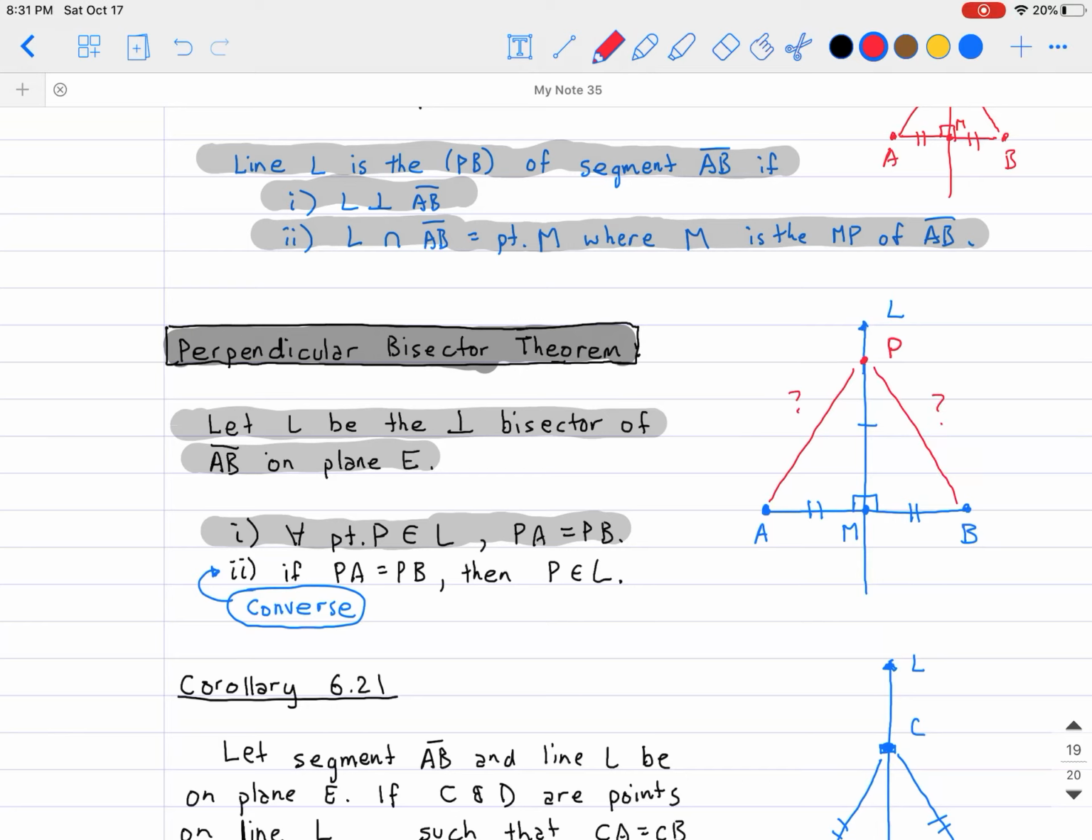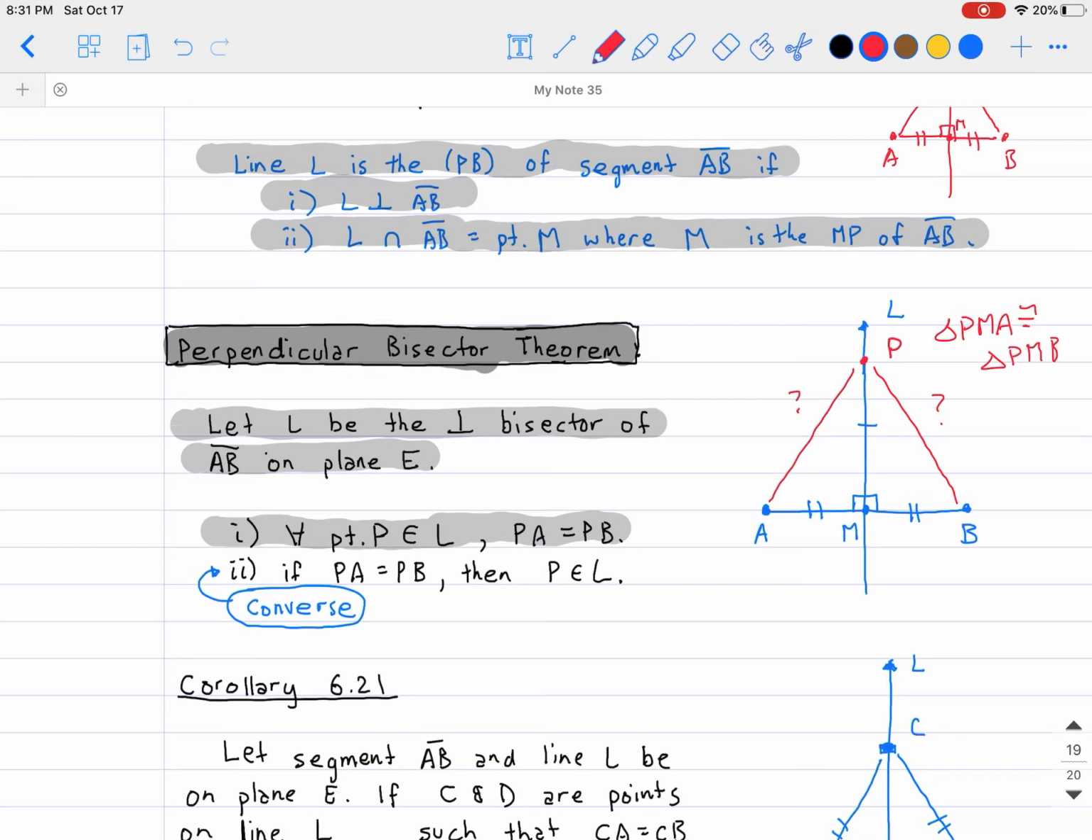So all the markings are there for L to be the perpendicular bisector. I want to know if PA is actually equal to PB. So that's where I'm going to put the question marks. Well, judging by what we have, it looks like we have two congruent triangles because of SAS.